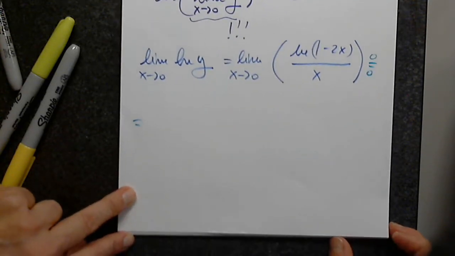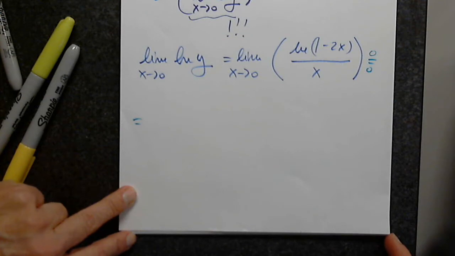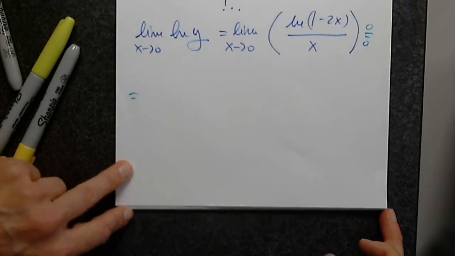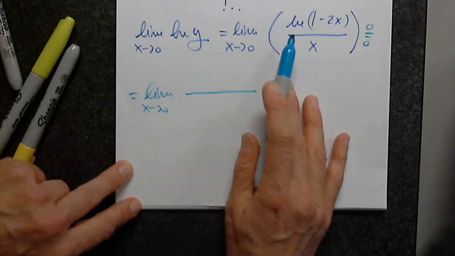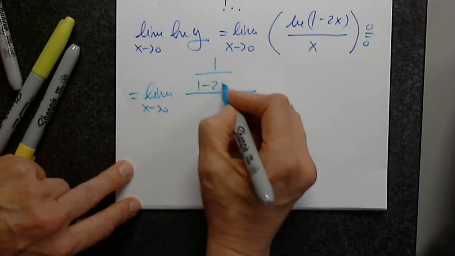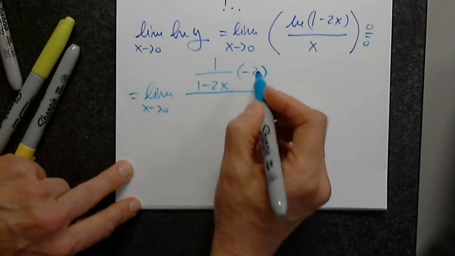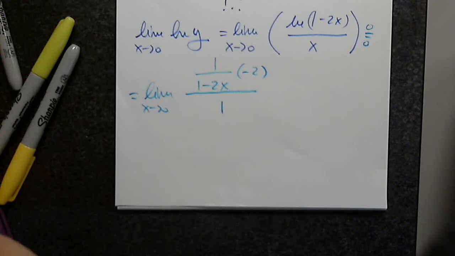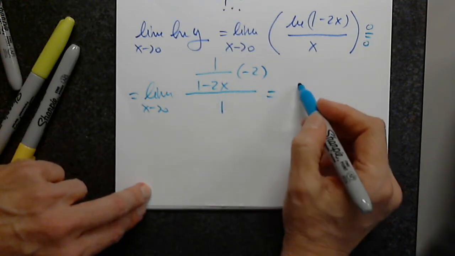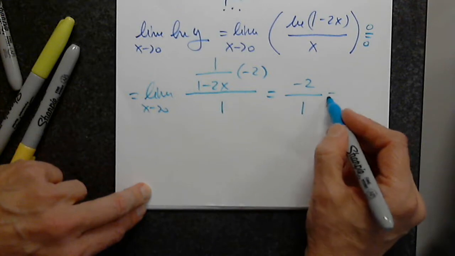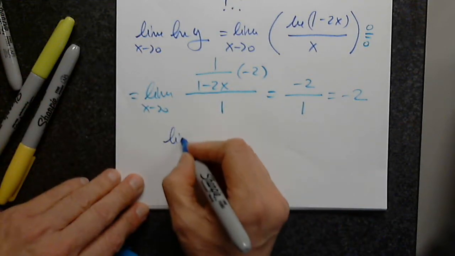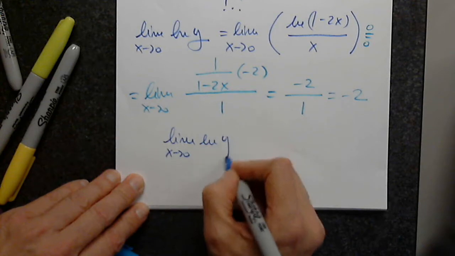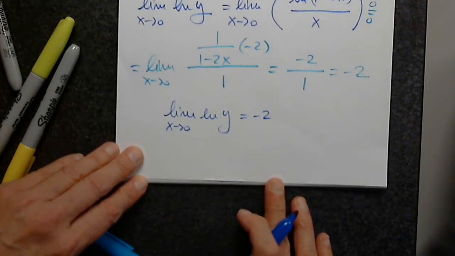Natural log helped to change 1 to infinity into 0 over 0. Good. So then I say limit as x approaches 0. The derivative of the top is 1 over 1 minus 2x multiplied by negative 2, and the denominator is 1. So now the numerator is negative 2, and the denominator is 1, so the whole limit is negative 2. So I'm going to copy the starting point, which is the limit as x approaches 0 of natural log y, which is negative 2.